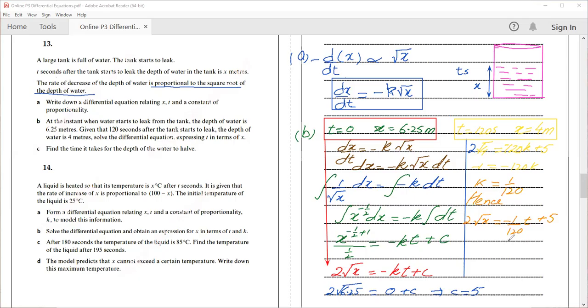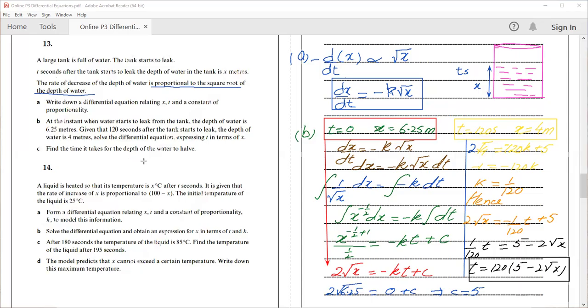But the last step is that the question says express t in terms of x. So you have to make t the subject of the equation. Changing the color of my marker to black. 1 over 120 t you have to write on the left hand side, all terms minus 2 under root x. t becomes 120 into 5 minus 2 under root x. That will be the answer of this expression, and that will be the solution of this one, expressing t in terms of x.